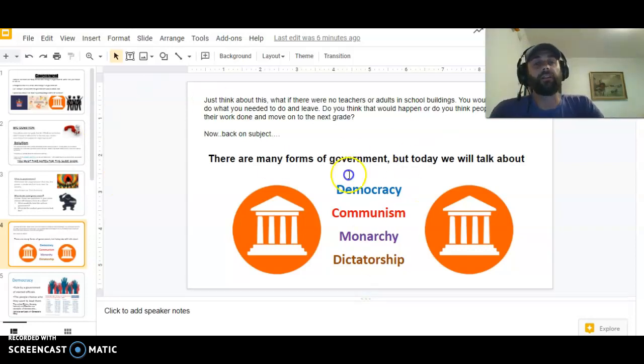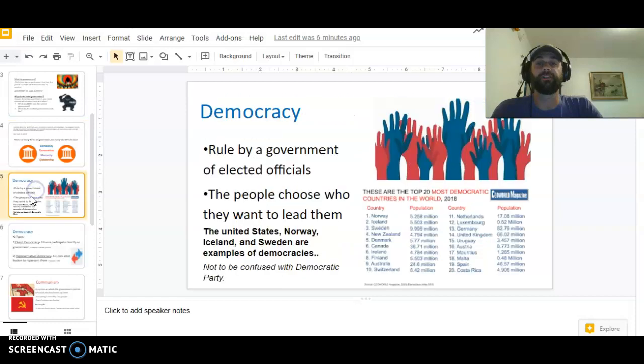Moving on. We're going to look at 4 governments today. Now I promise to move quickly. We're already a few minutes in, so I want to make sure we can go through these in order. So democracy is defined as rule by government of elected officials. It means people pick their leaders. To simplify it, I listed some. The people choose who they want to lead them.